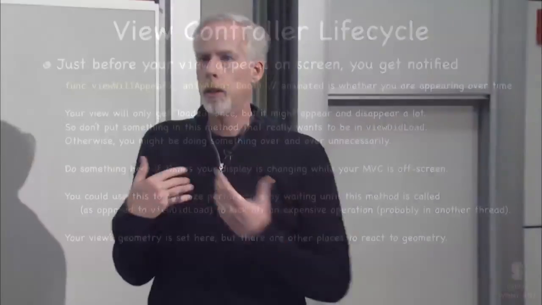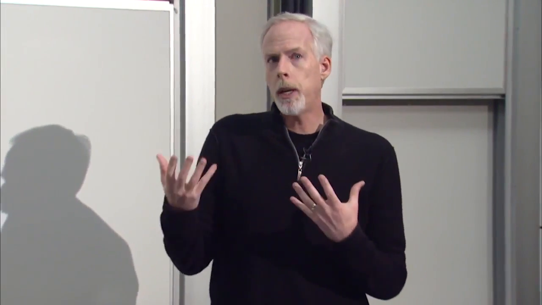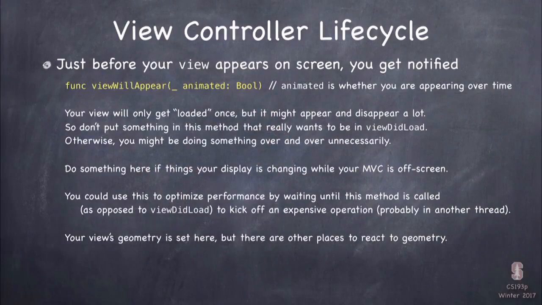You're always appearing and disappearing on screen, okay? Well, when you appear, you're going to get two messages. The first one is view will appear. And that's sent to you before you're actually on screen, all right? But you're very, very soon going to be, okay? Guaranteed you're going to be on screen soon. So what's view will appear for? What are you going to do in a view will appear?